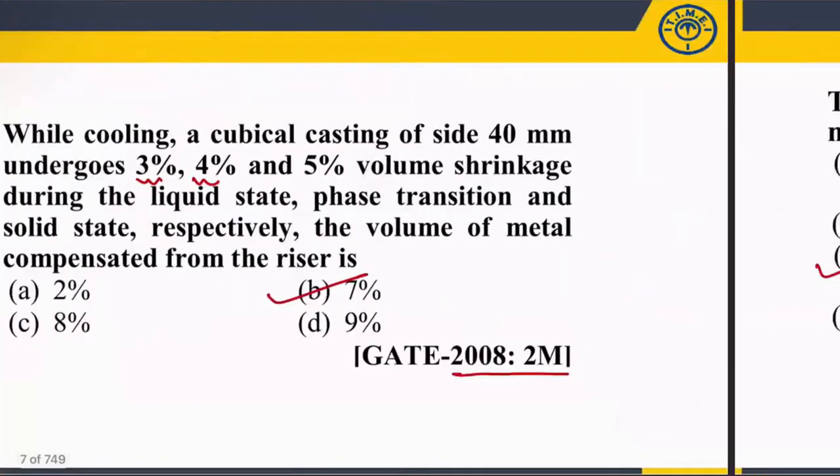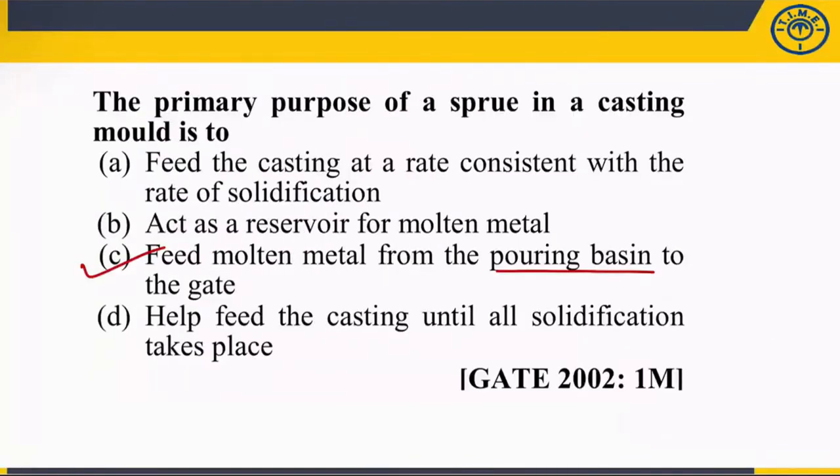Now, if I ask you in the same question, the primary purpose of riser in a casting mold, what will be the answer? What is the function of riser? What is the main definition of riser? Yes. It acts as a reservoir of molten metal. In that sense this can also be correct, but the most appropriate is that the riser is a reservoir of molten metal. It will supply the liquid molten metal during the solidification. But they have asked about the sprue, so the correct answer is option C.